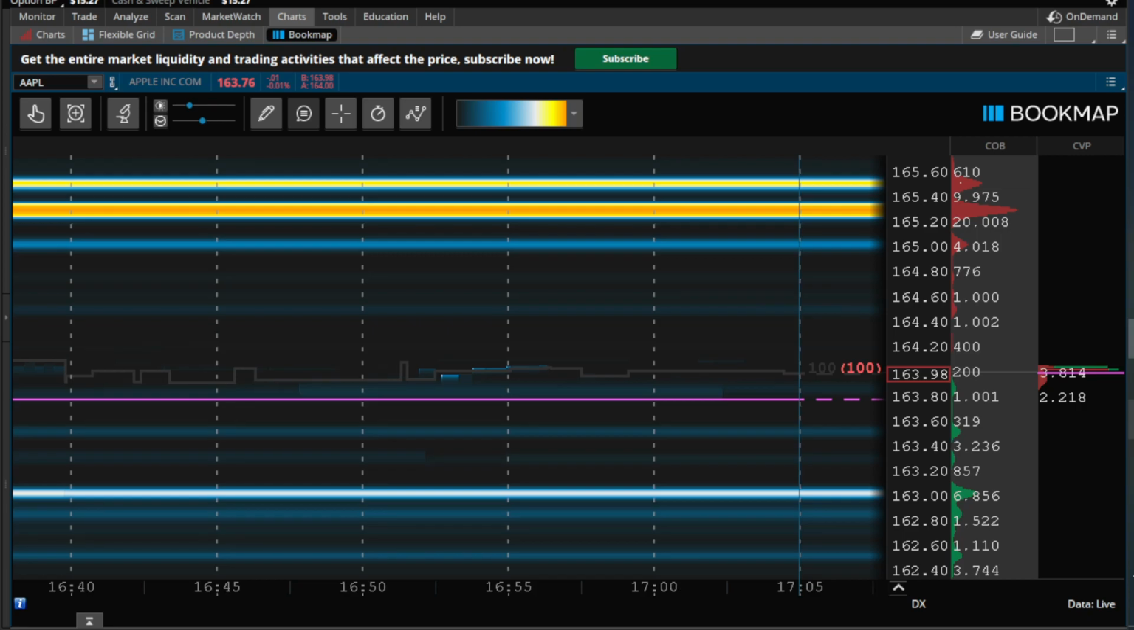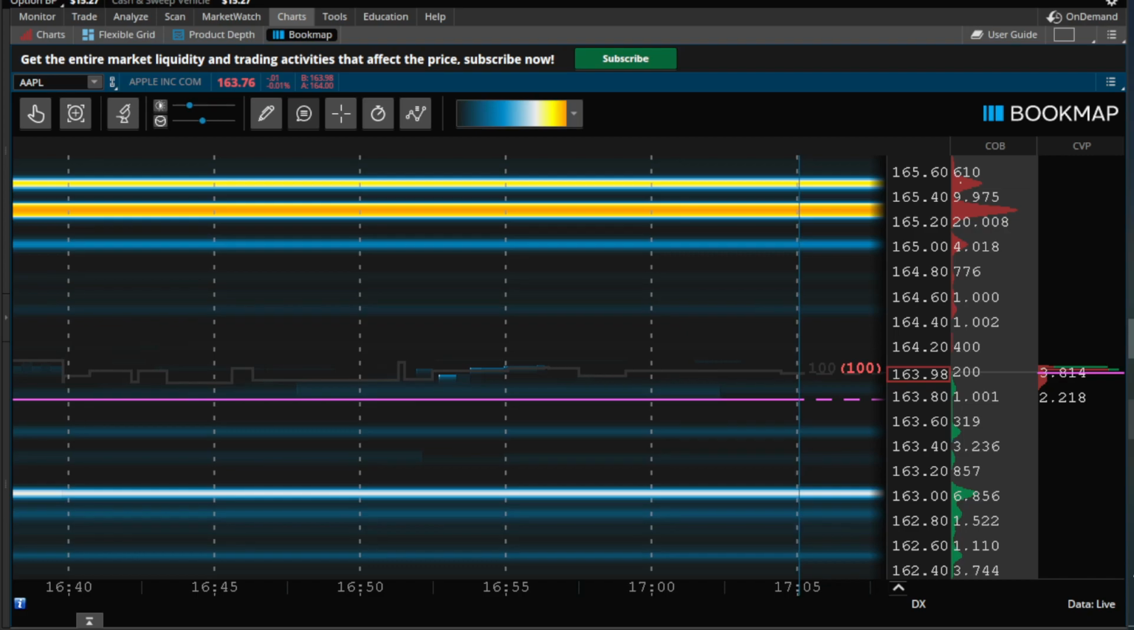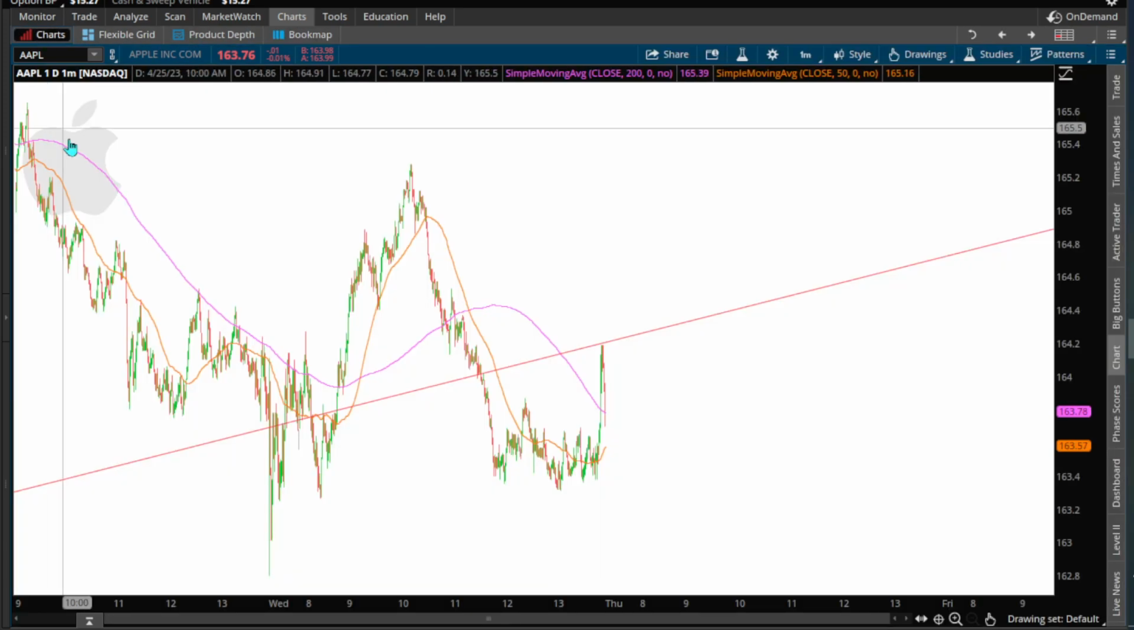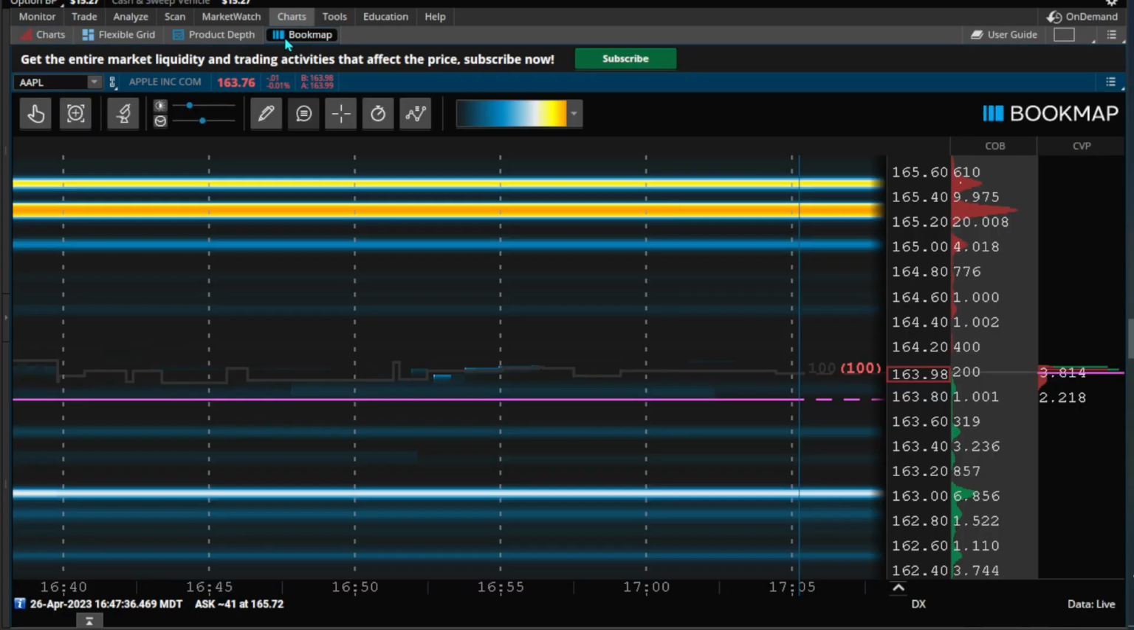Hey folks, in this video I want to explain this tool called Bookmap to you. This is going to be in Thinkorswim. If you go right here, you can see this tab called Bookmap. I'm going to charts. This is a chart of Apple, and right here I'm looking at the Bookmap on Apple.